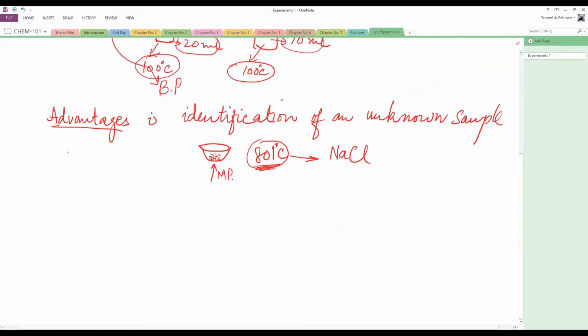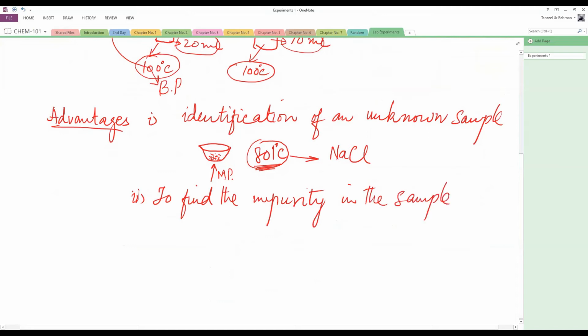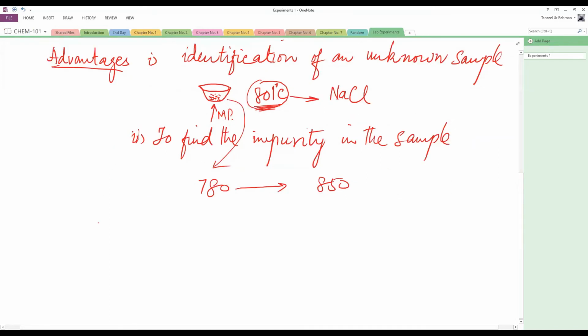Now, the second advantage is to find impurity in the sample. If a sample is pure, it has a sharp melting point. Dear students, we measure this temperature in 3 scales. What are those scales? Celsius, Fahrenheit, and Kelvin.